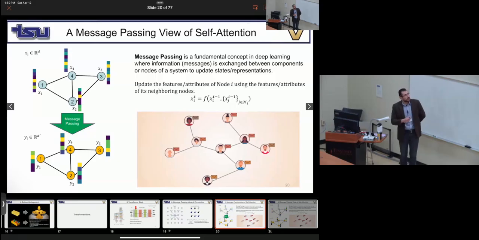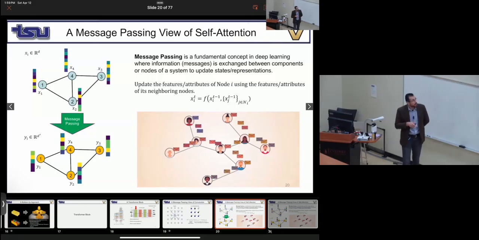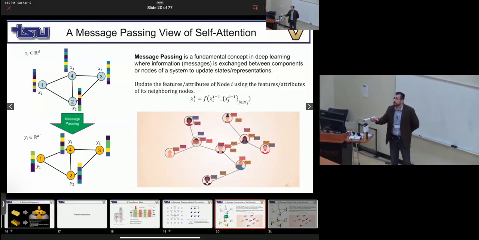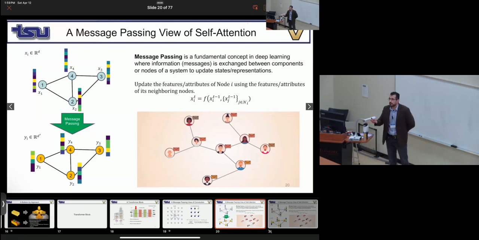This idea is usually used in graph neural networks. When your data lives on a graph and you would like to apply a deep learning model on a graph, this is the idea that you use. The idea of message passing is what you use. Let me give you an example.